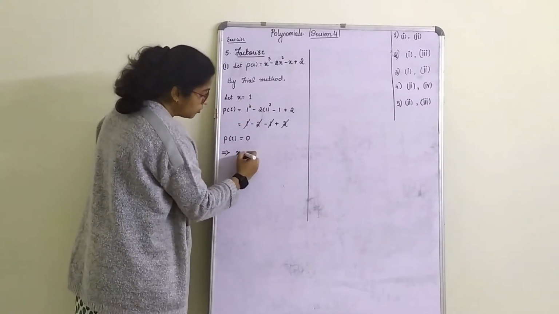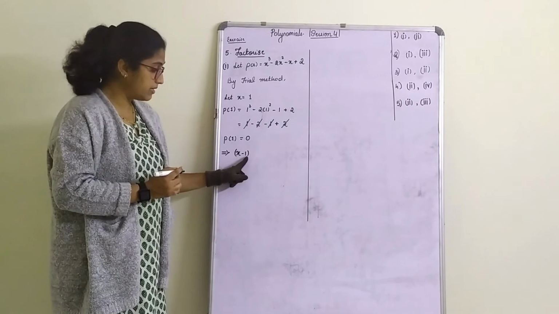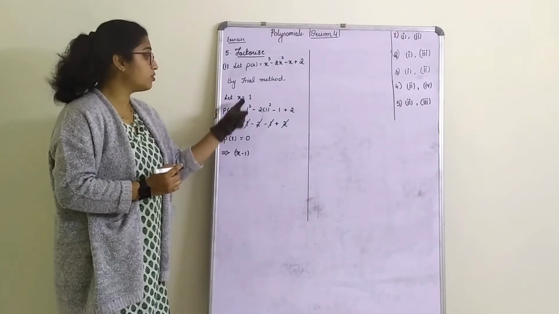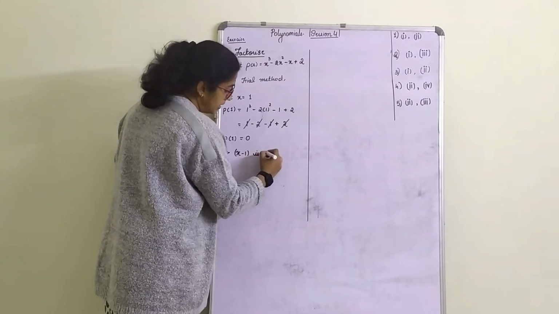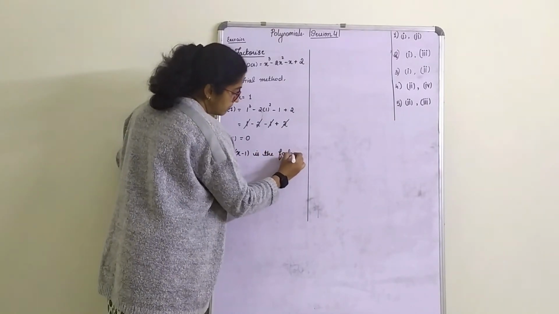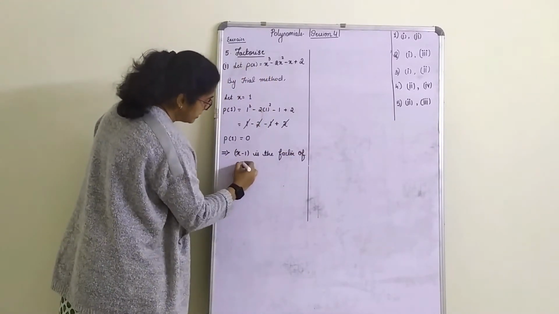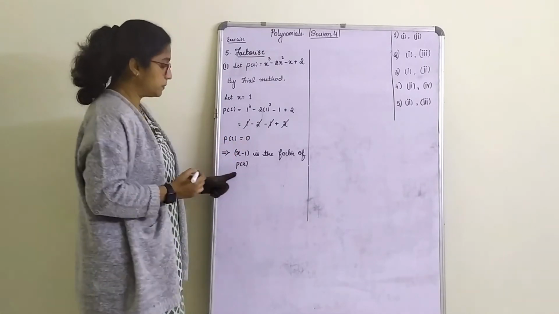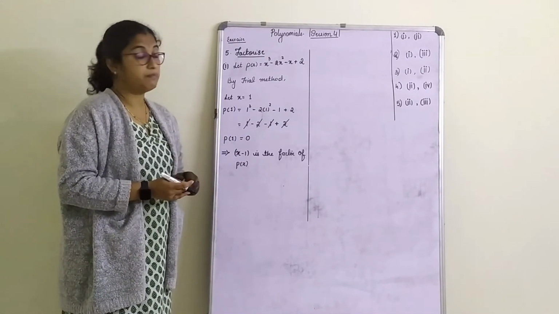So x is equal to 1 means x minus 1, right? X minus 1. If I equate this to 0, I get x is equal to 1. X minus 1 is the factor of p of x, the given polynomial. Is this very clear till here? It is the factor of a given polynomial.